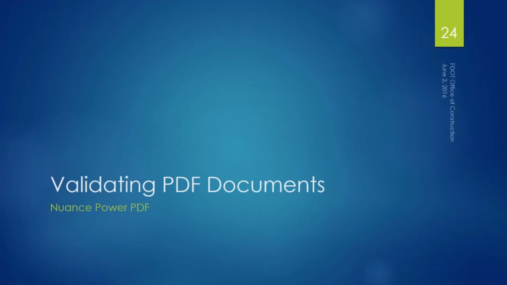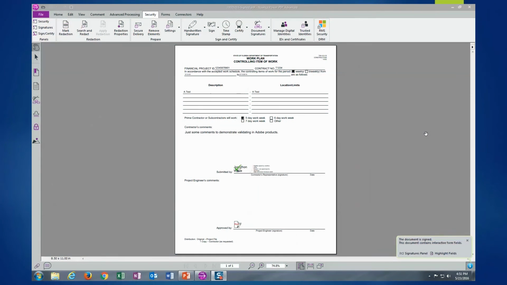Alright, so we talked about validating a document in Adobe. Let's talk about validating a document in Nuance. The nice thing is how similar the processes are in both programs. Alright, so we have the same form open here in Nuance Power PDF Advanced. And as far as validating a signature in Nuance, it's pretty much the same as Adobe Acrobat or Adobe Reader.